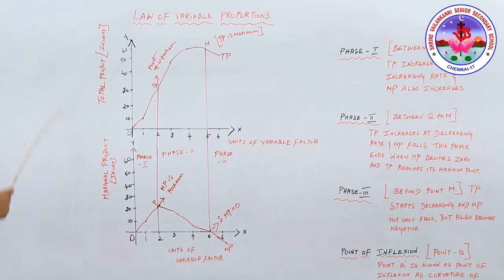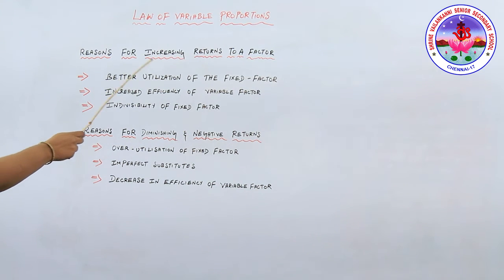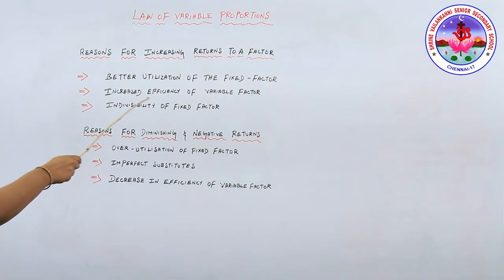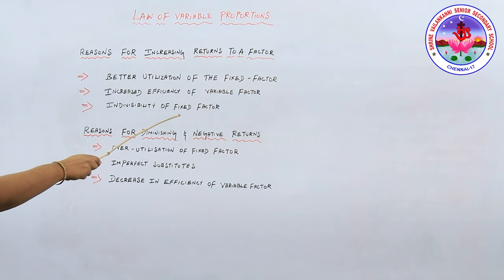So I think you understood the law of variable proportion, the differences between TP as well as MP, with the table as well as the diagram. Let's discuss the reasons for increasing returns to a factor. There are a few reasons. First, better utilization of the fixed factor. Second, increased efficiency of the variable factor. Third, indivisibility of the fixed factor.